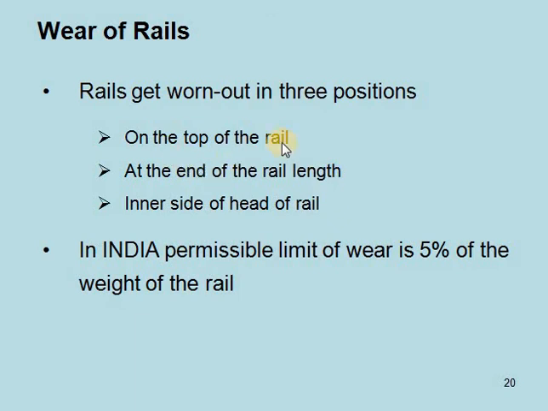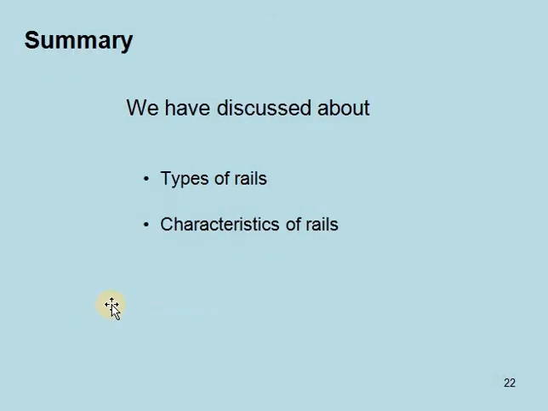On the top of the rail, when the train goes, the wheel loads cause abrasion, wear and tear. At the end of the rail we get sudden contraction and compaction, because of the seasonal climates. In summer the temperature is different, and in winter the temperature is different. On the inner side of the head of the rail there will be elongation. In India, the permissible limit of wear is 5% of the weight of the rail.